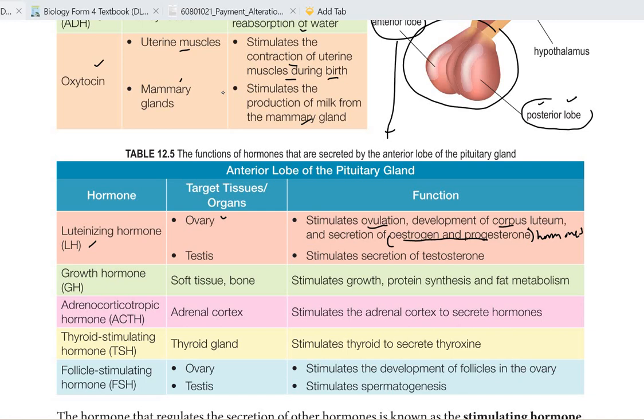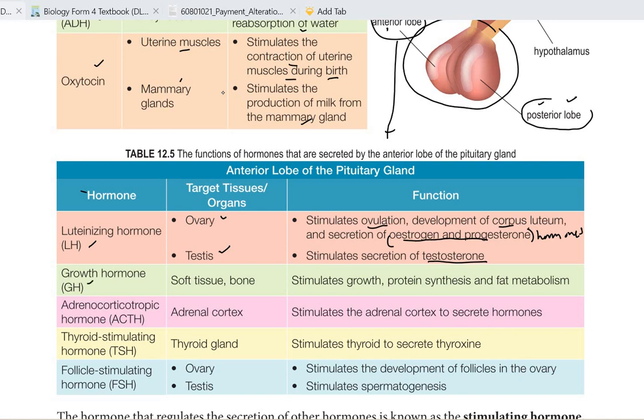So LH, and then for the testes, it will stimulate secretion of testosterone by the testes. So this hormone is produced in the anterior lobe of the pituitary gland, but you see the target tissues are the ovary and testes. That means the hormone will travel throughout the body in the blood flow so that it will reach the target organs. This is an example.